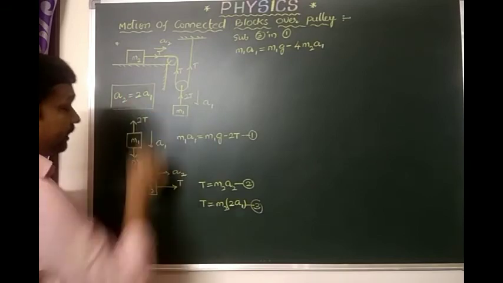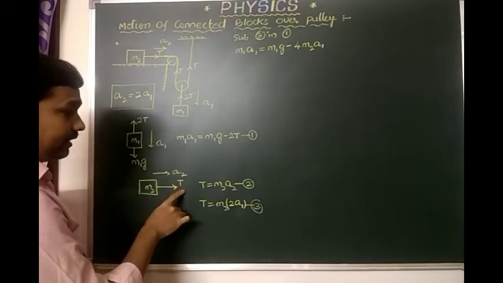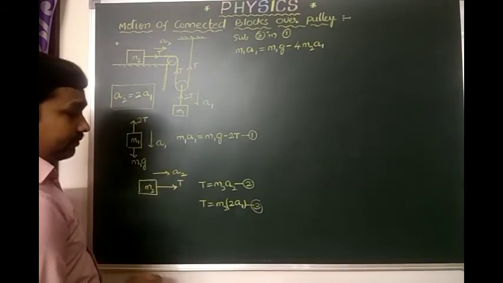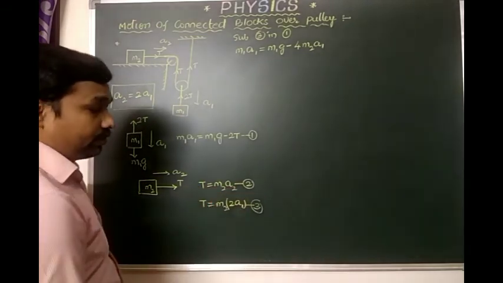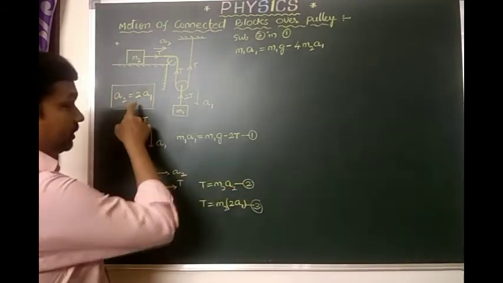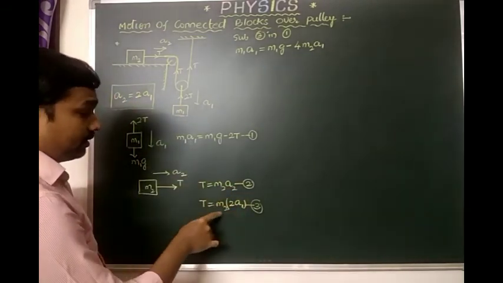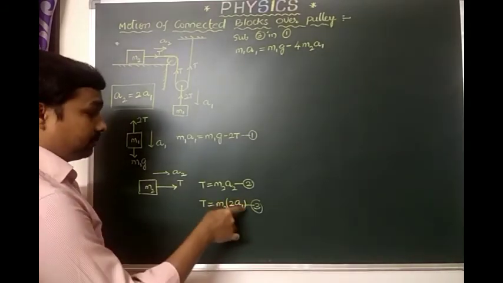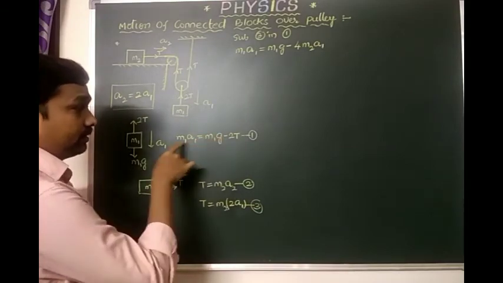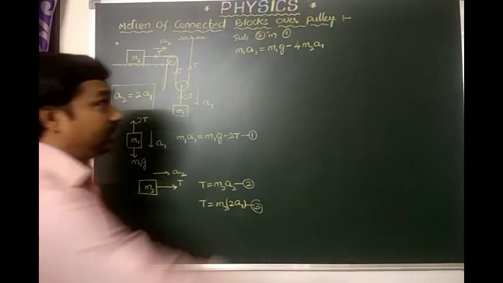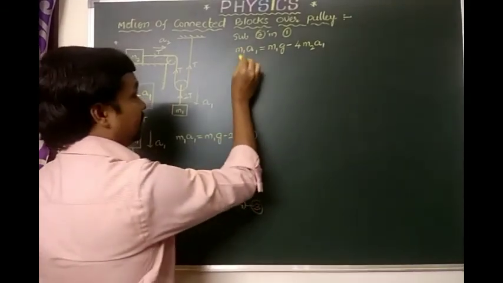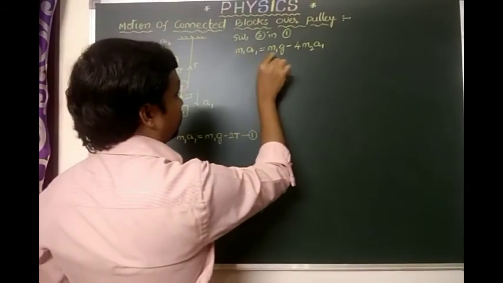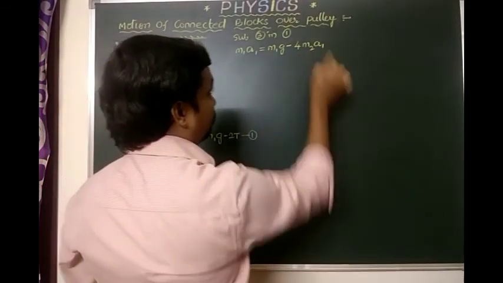Similarly, for M2 we take only tension T acting, with acceleration A2 in the forward direction, so T equals M2A2. A2 is nothing but 2A1, so we can substitute. T equals M2 of 2A1, and we can substitute this third equation into the first one so that you can calculate acceleration A1.